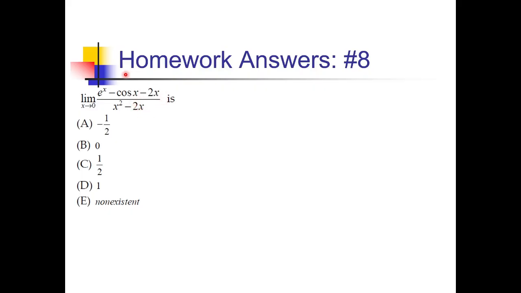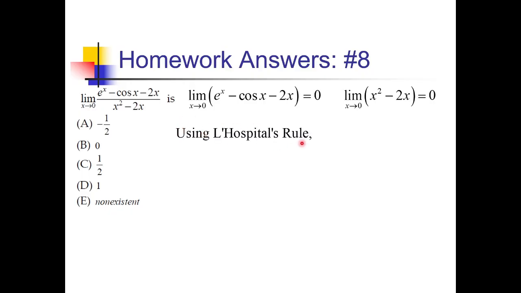So let me just take the limit of the numerator and denominator separately and see if we get 0 for both. So limit of the numerator, plugging 0 into all these things, e to the 0 is 1, cosine of 0 is 1, 1 minus 1 is 0, and then negative 2 times 0 is also going to give us 0, so this whole thing does come out to 0. Next up, limit of my denominator, this is just 0 squared minus 2 times 0, so that also comes out to 0. So yes, we do have the indeterminate form. The good news is that we can use L'Hopital's in these situations.